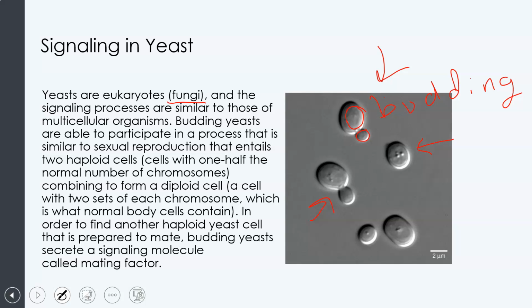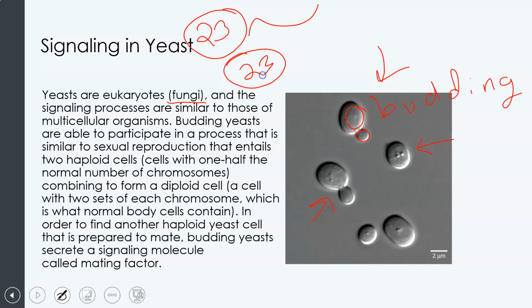It would be like the haploid sperm in a human has 23 chromosomes, and the haploid egg in a human has 23 chromosomes. And when they combine, they form a cell called a zygote that has 46. Only this is happening in yeast, not sperm and egg. It's happening in haploid yeast cells, and when they combine, they form a diploid yeast cell, one that has two sets of each chromosome.